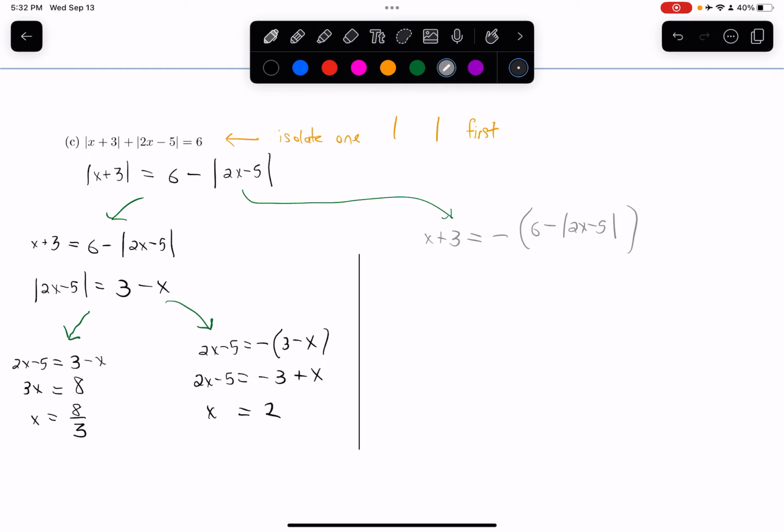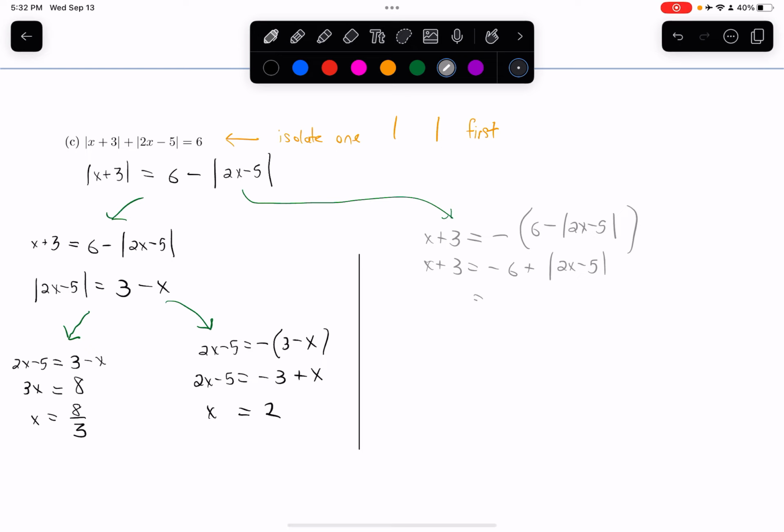Okay, so again, I have an equation with an absolute value. I need to isolate the absolute value. First, let me distribute the negative sign to each of these terms. It's like x plus 3 equals negative 6. And then the negative will change that negative into a plus, absolute value of 2x minus 5. Now I can isolate the absolute value.